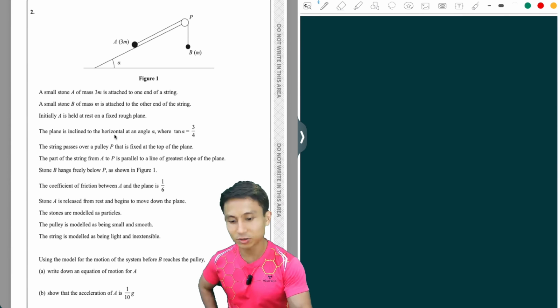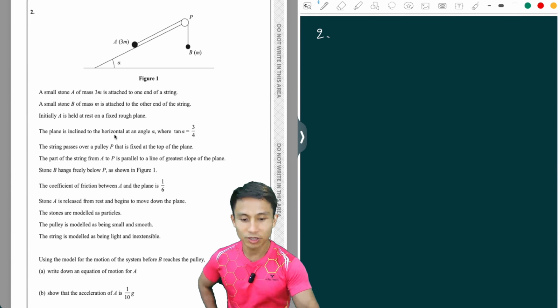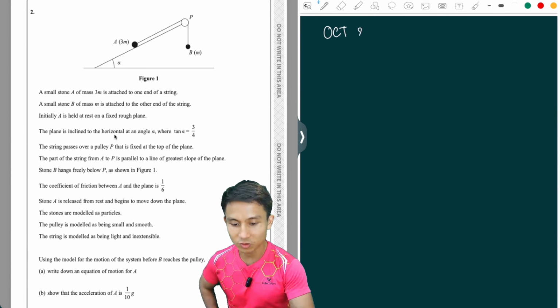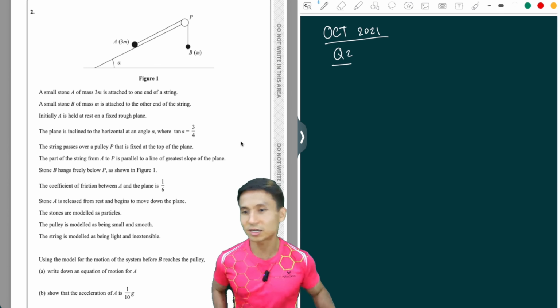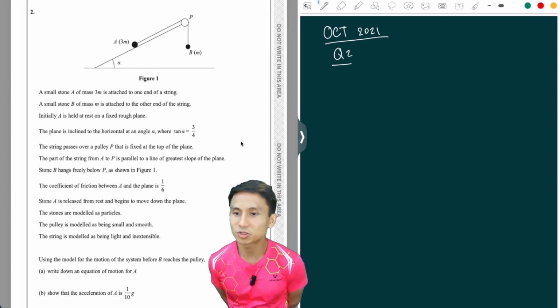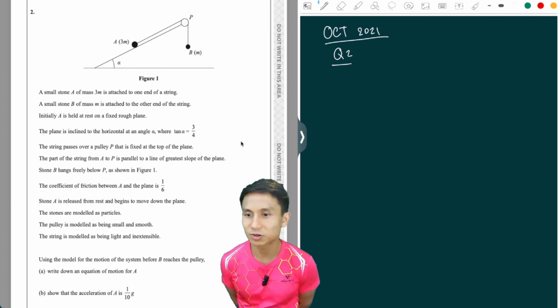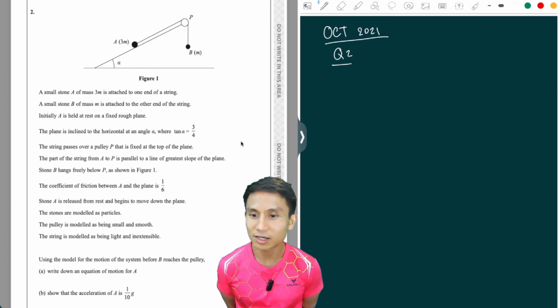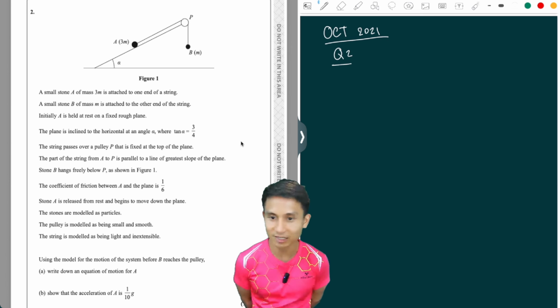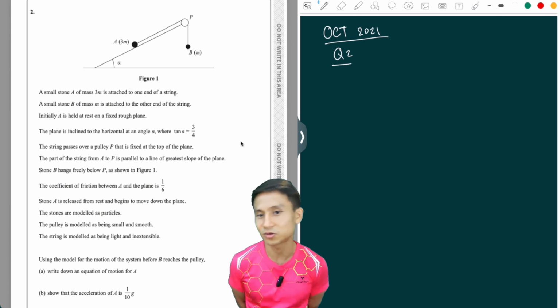Let's have a look at the next year, October 2021, for the mechanics. The first one I picked should be question 2. This is October 2021, question 2. The connected particles questions are usually interesting. So there you go. Small stone A, 3m, small stone B, m, attached to the string as shown. Usually, for the whole lot of text here, it's just describing the diagram.